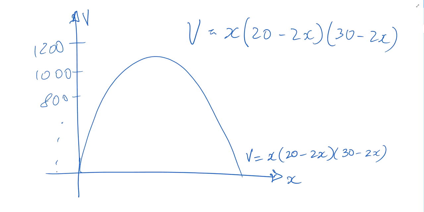Which volume are we interested in? This tells us that as x increases from 0 all the way to this side, the volume will increase. Then it reaches a maximum volume, then it drops again.